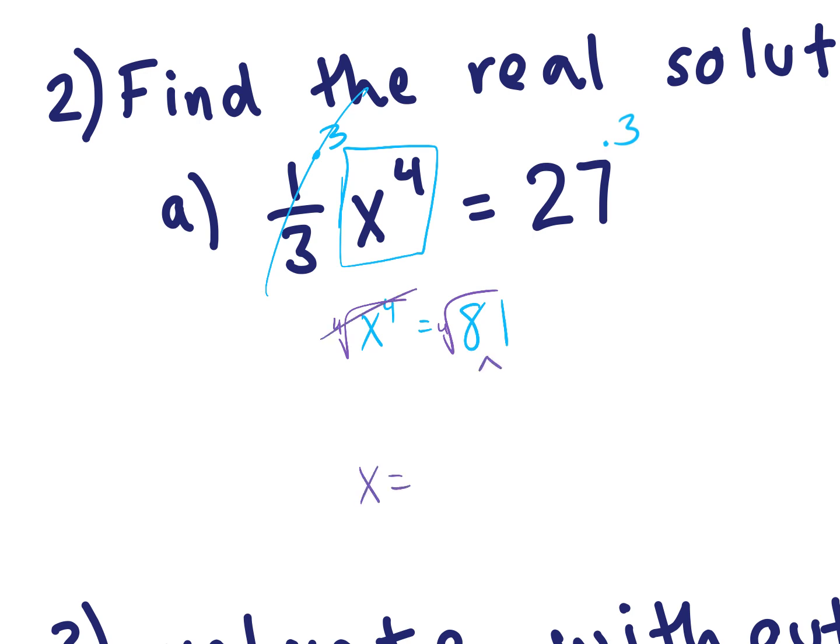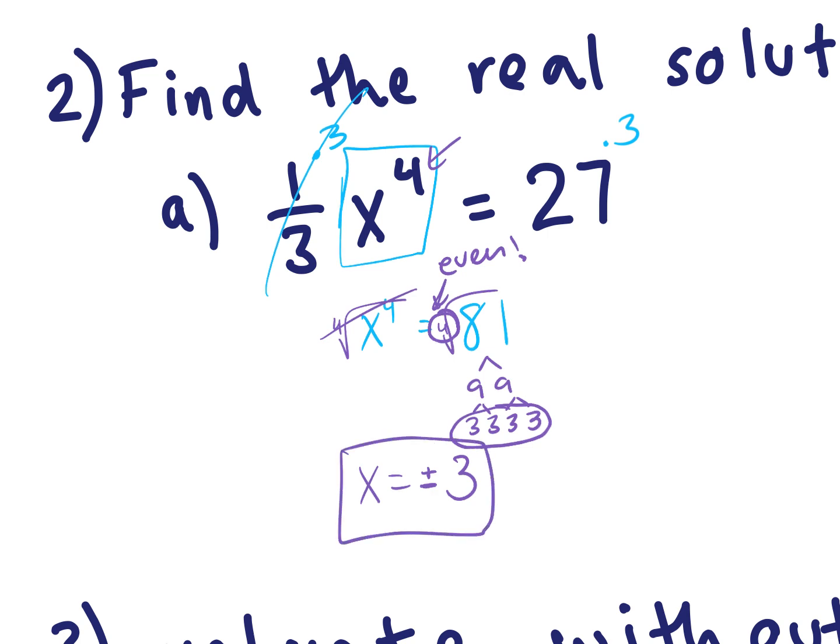So what are 2 factors of 81? 9 and 9. 2 factors of 9? 3 and 3. I'm circling how many of a kind? 4 of a kind. So what would my answer be? 3. Just 3? Plus or minus 3, because it was an even index. Even exponent, even index. Even means that it is plus or minus. So you need that plus or minus in your answer when it's an even index.